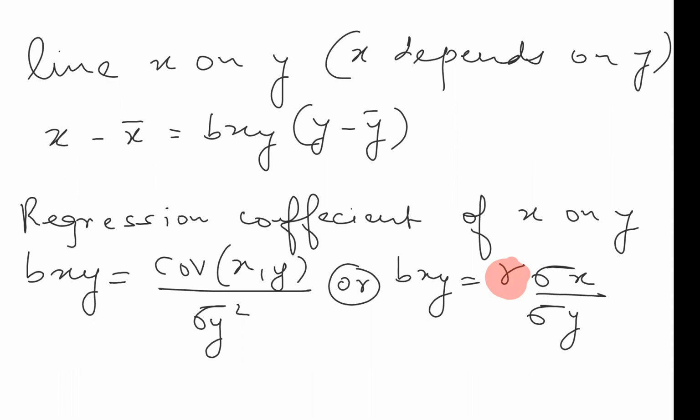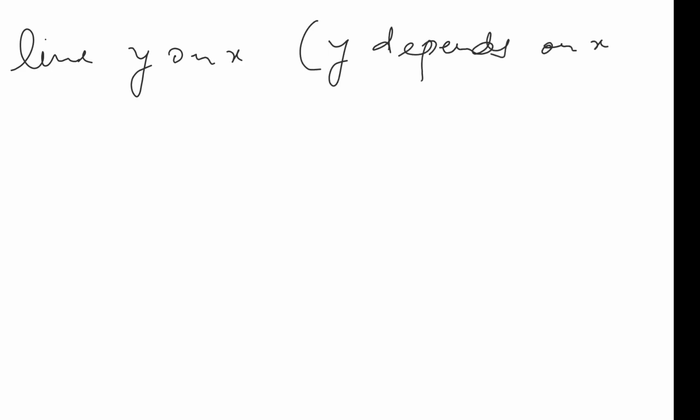So this particular slide is important when we are supposed to find x from y, where x is dependent on y. X becomes the dependent variable, y becomes the independent variable, and we'll use this line of regression. The second line is line y on x. Here y depends on x, y becomes the dependent variable. The value of y is not known to us, but the value of x is known. So we'll predict the value of y from x.